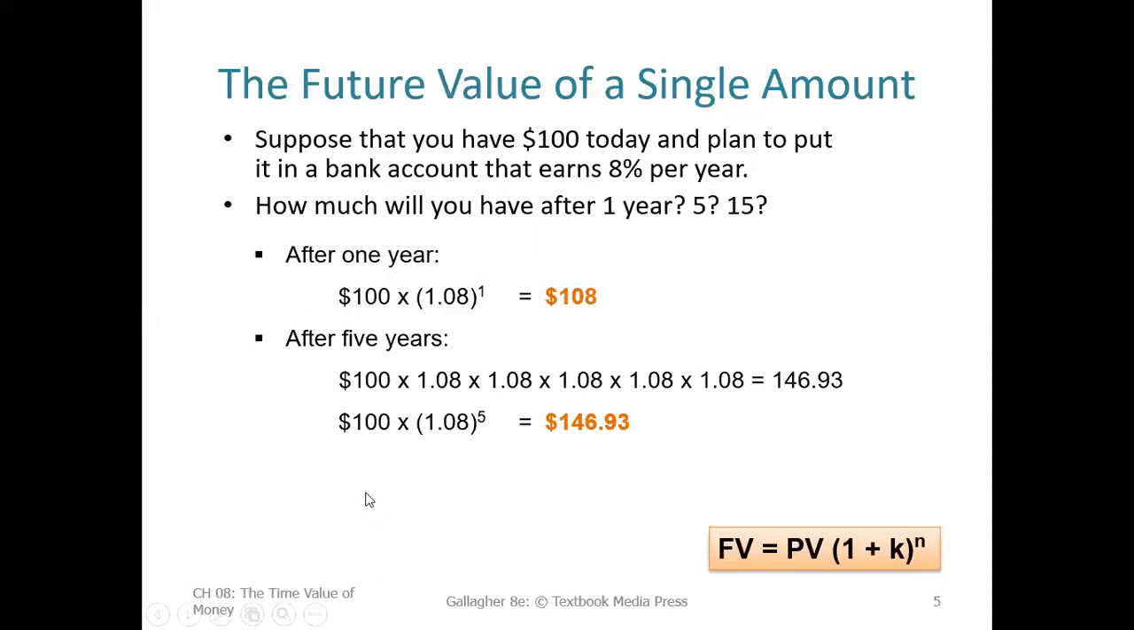Similarly, we can do 15 years. The 15 years is $317.22. I have a question. Yeah. How did we get 1.08? Oh, 1.08 is 1 plus k, which is 8%. 1 plus 8%. Got it? Yeah, got it. Thanks. Okay.